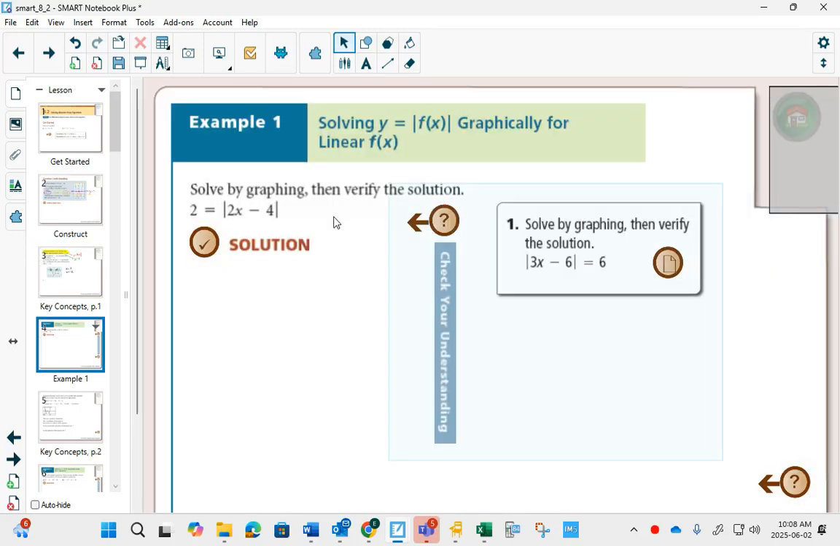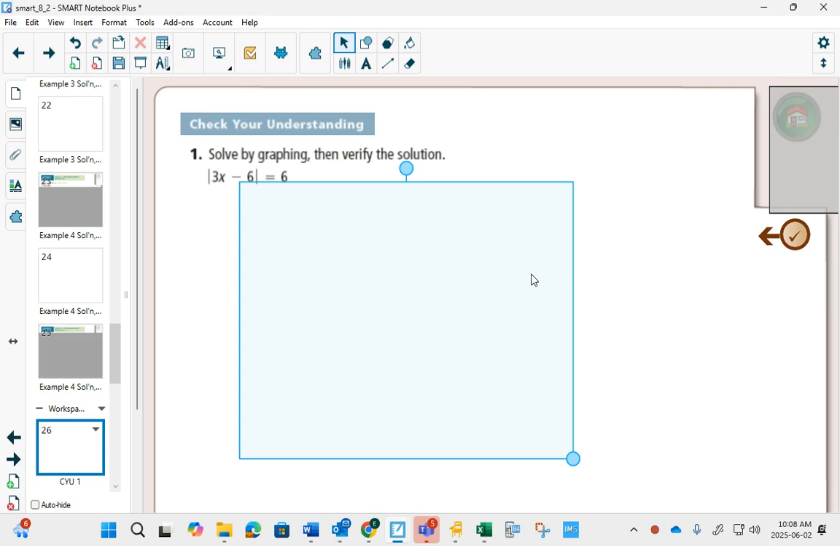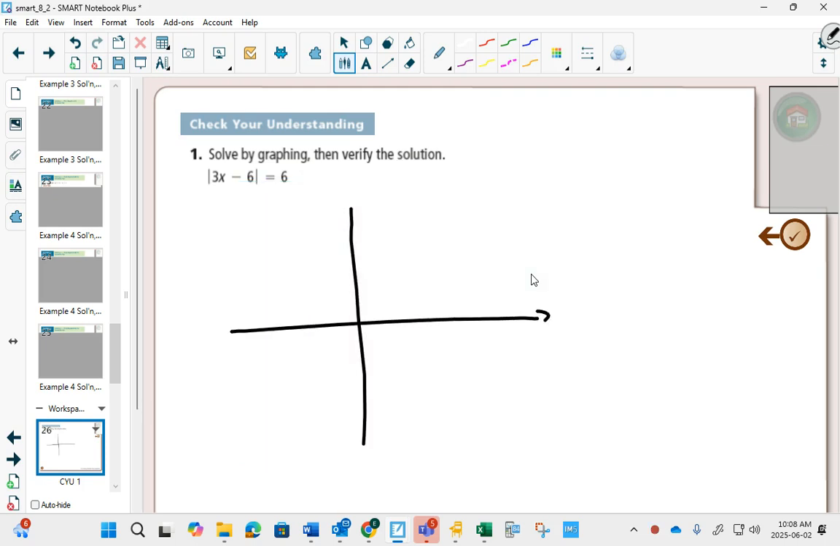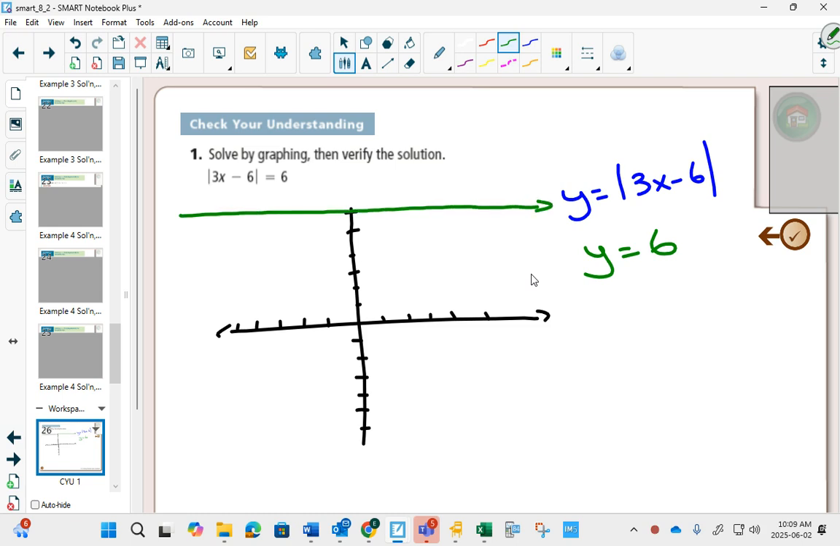So if we go to example 1, it says solve by graphing. I'm going to draw a graph here. And I'm going to graph the one side in blue, and I'm going to graph the other side in green. The green side is the easy part. Y equals 6. Start with that one. That's just your horizontal line. Y equals 6.